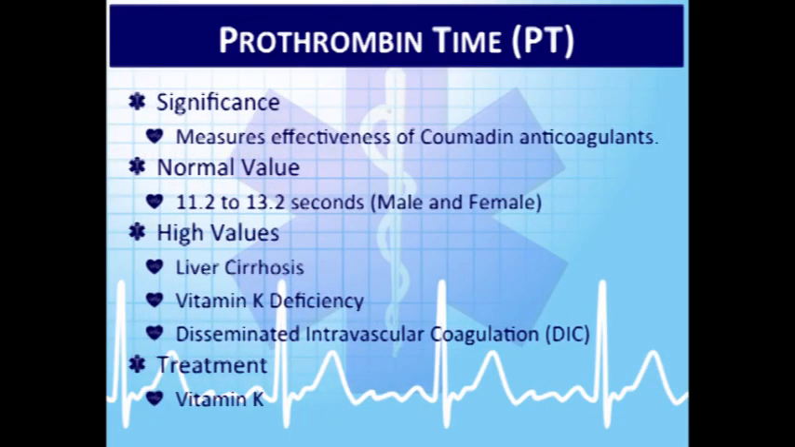So the PT, or the prothrombin time, very typically is used to measure the effectiveness of Coumadin. So you can think of a lot of patients that are on Coumadin. That is the specific test that's done to measure the Coumadin's effect on the body. Normal pro time is anywhere between 11.2 and 13.2 seconds.